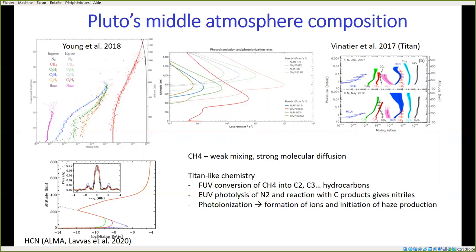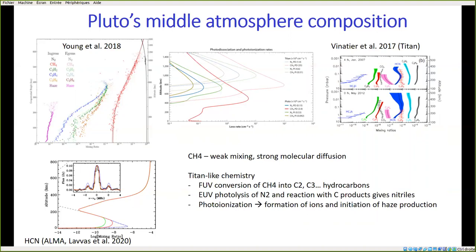N2 and methane are then at the origin of a Titan-like chemistry, with far UV photolysis converting methane irreversibly into hydrocarbons, and extreme UV photolysis of N2 and reaction with carbon products leading to the formation of nitriles. And actually one of them, HCN, has been detected not by New Horizons, but from the ground using ALMA. The interaction with solar UV also leads to photoionization, producing ions that may be initiating the haze production.